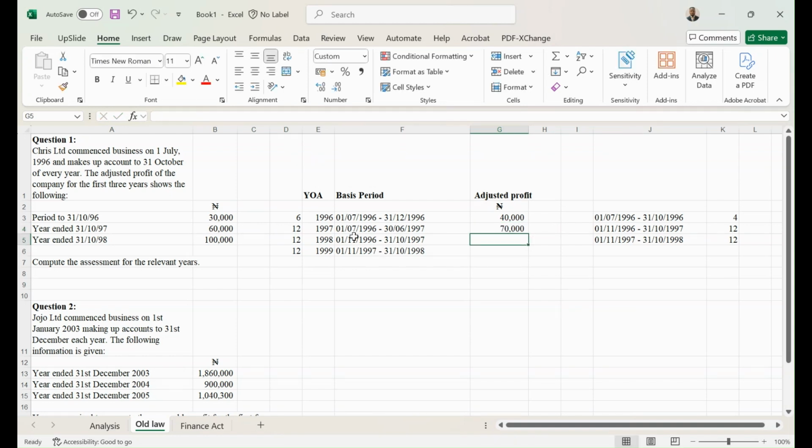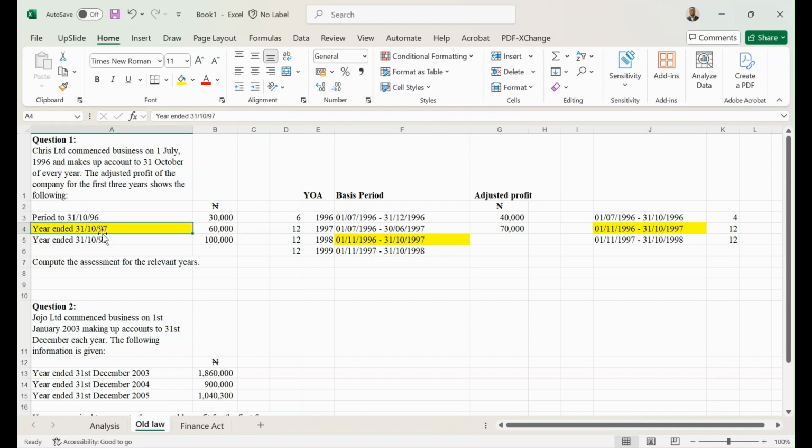All right, then this basis period for this year of assessment is exactly the one that ends 31st October, because this date and this particular date here are the same thing. Let me highlight it in yellow. This date here and this date here are the same, and it is this particular date here.